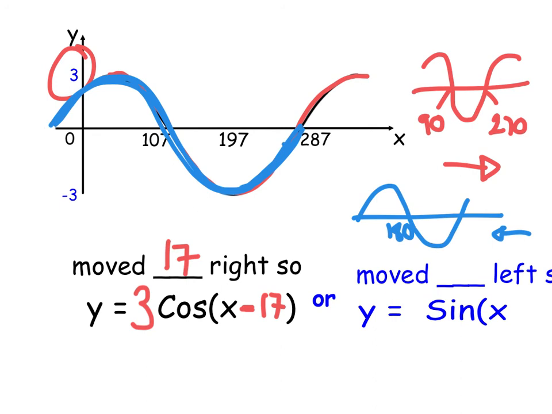So because it's moved in the negative direction, we put a plus in the bracket. The highest number it goes to is 3, so a 3 in front. And then we decide how far it's moved. So that should be 180, but it's 107. So what is the difference from 107 up to 180? That's a difference of 73. So because it's moved 73 left, you've got a plus 73 in the bracket.